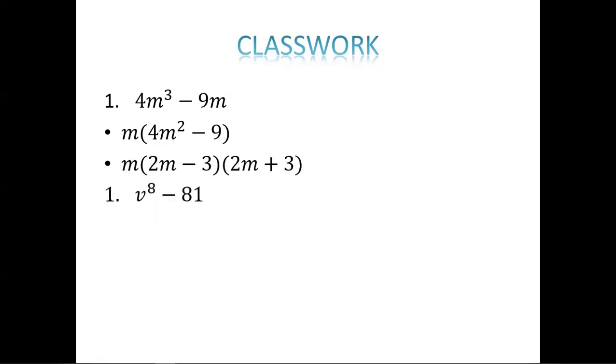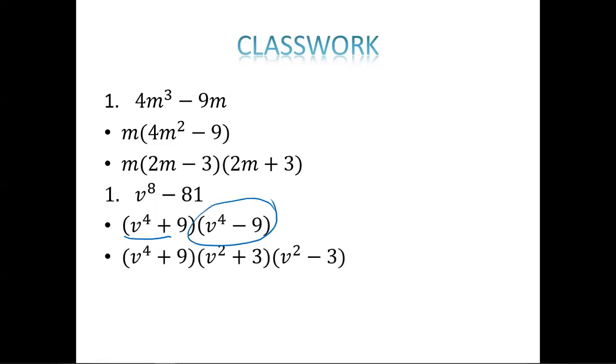For this one here, it's tricky. So it's pretty much the same as that, m to the exponent of 8 will have b to the exponent of 4 plus 9. That is the sum of two squares, so I cannot factorize this. However, I can factorize that because it is a difference of two squares. When I factorize it, it will give me that.